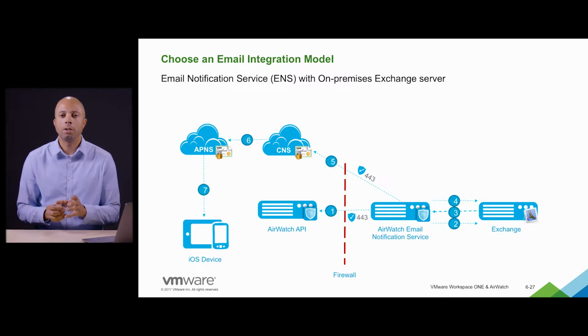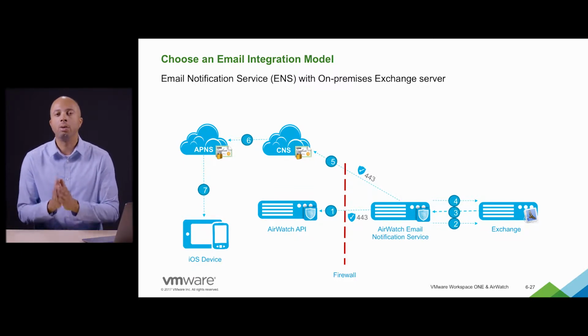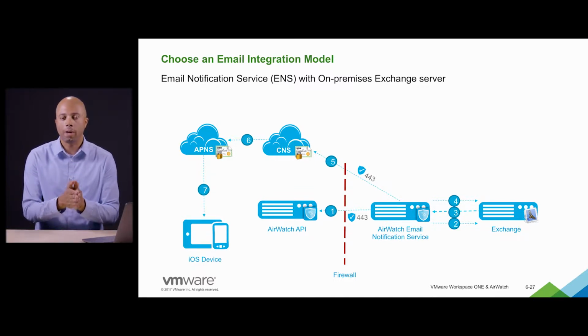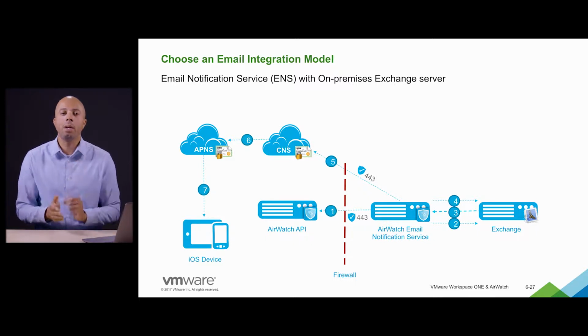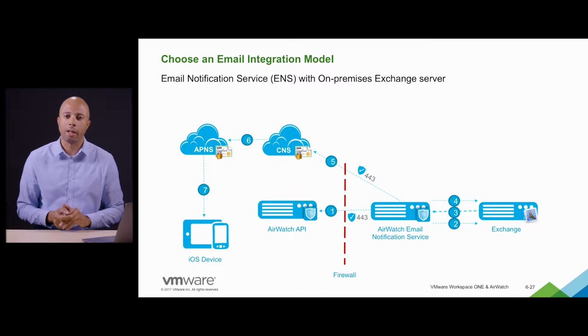It talks to the Exchange server. This is going to communicate over port 443, so you only have to open up that one port. And we have a CNS, a cloud notification service that's hosted in the cloud by AirWatch. And we use certificates to securely pass that information from the ENS server, the email notification service, to our cloud notifications server. And then we pass that notification to APNS, or Apple Push Notification Service in the cloud, which then contacts the device and says, hey, there's a new email available.